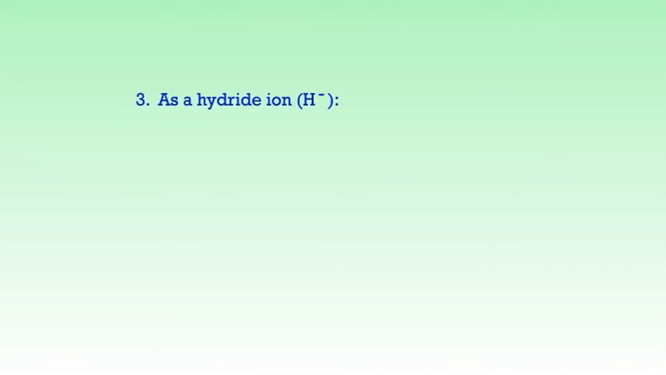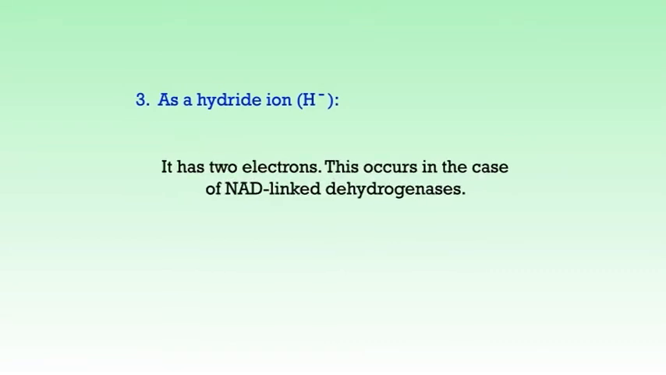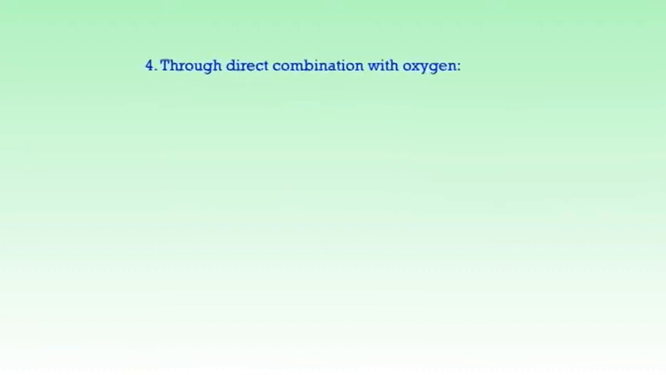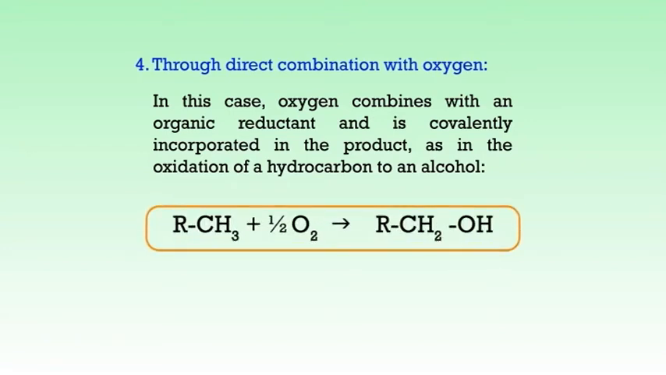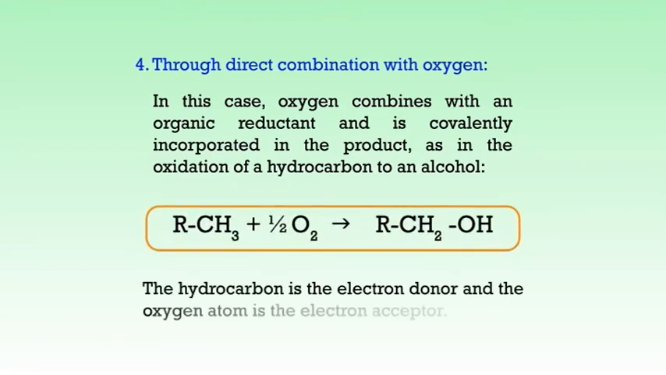And third, as a hydride ion, which has 2 electrons. This occurs in the case of NAD-linked dehydrogenases. And fourthly, through direct combination with oxygen. In this case, oxygen combines with an organic reductant and is covalently incorporated in the product, as in the oxidation of a hydrocarbon to an alcohol. In this equation, the hydrocarbon is the electron donor and the oxygen atom is the electron acceptor. All 4 types of electron transfer occur in cells.